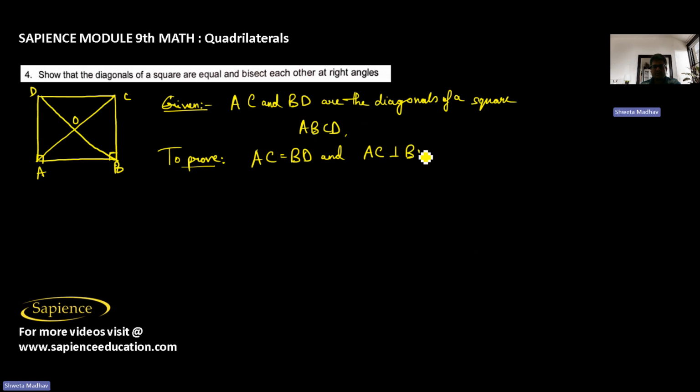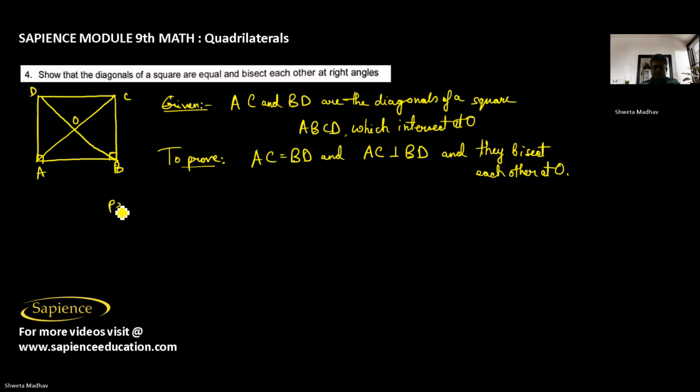AC is perpendicular to BD also, and they bisect each other at point O. It is given that AC and BD are the diagonals of a square ABCD which intersect at the point O, and we have to prove that they are equal and bisect each other at right angles. So the proof is as follows.